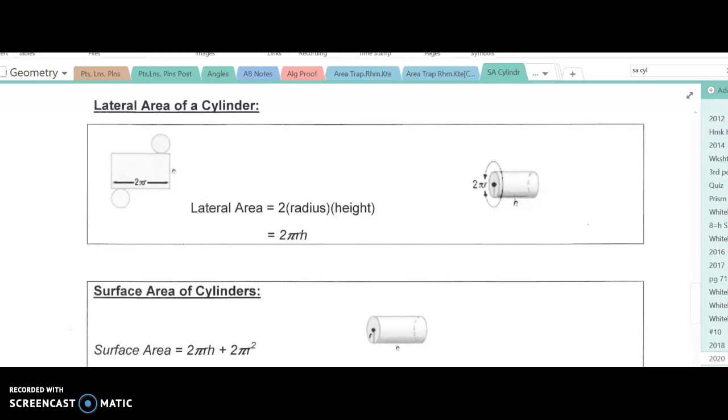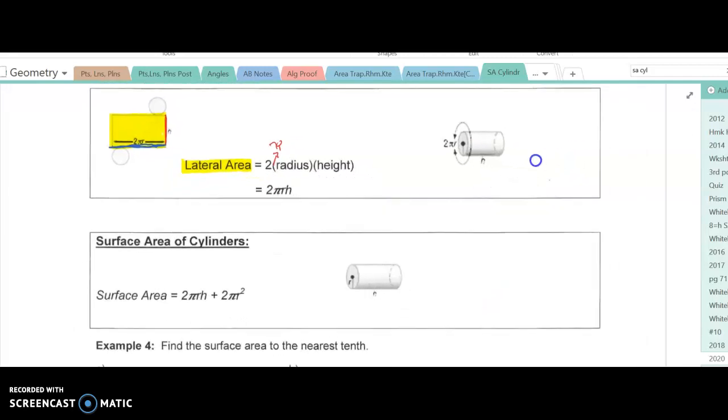Okay, so what we saw in that last video is that the lateral area, the area of the paper towel roll, not including the top and bottom circle bases, is 2 pi times radius times the height. The height being the height of the paper towel roll, and the 2 pi r being the circumference, the distance around that circle base. So 2 pi r h.